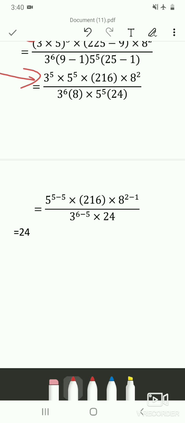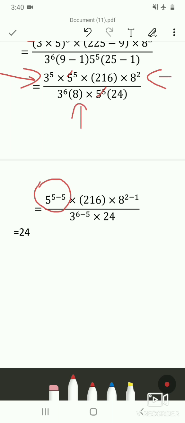So again you have to do the simplifications, that is this 5 raised to 5 and 5 raised to 5 get cancelled, that is you are using the second law. 5 raised to 5 minus 5 is nothing but 0, so 5 raised to 0 is nothing but 1. And then here there is an 8 and here there is an 8, so we'll get it as 8 raised to 2 minus 1, again by using the second law.